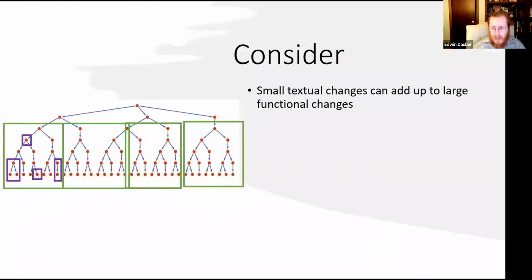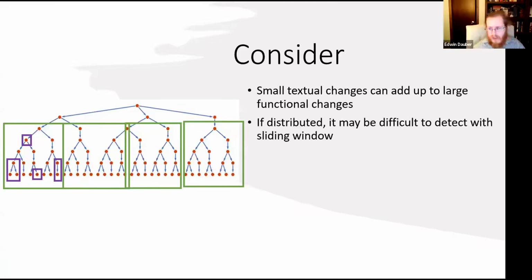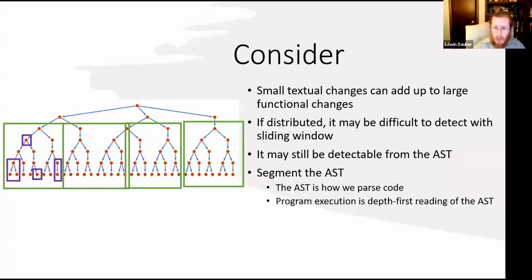But consider that sometimes the changes made to a text that can drastically change its function can be small and can be distributed throughout the code. If that's true, it may be difficult to detect with the sliding window, and even if we detect it, we may be losing information from other parts of the code. But it might be possible to detect these things from the AST, the abstract syntax tree. In which case, we want to try to segment the abstract syntax tree.